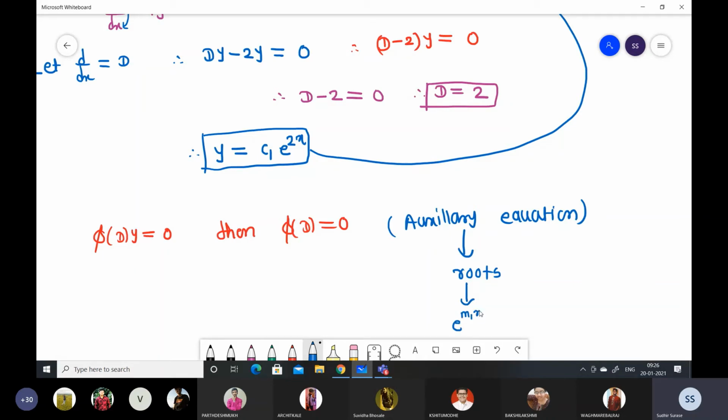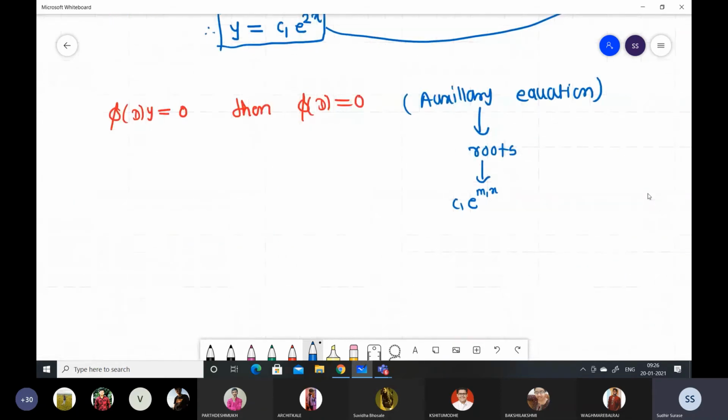E to the power m1x. Let's say we have two roots, then for one root you have to write c1 e to the power m1x. Now what about if we have more than one root? Okay, so let me take a second example.